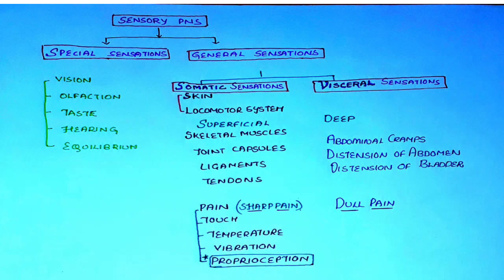Inner ear comprises of two parts, cochlear system and vestibular system. Cochlear system is concerned with hearing and vestibular system is concerned with balance.